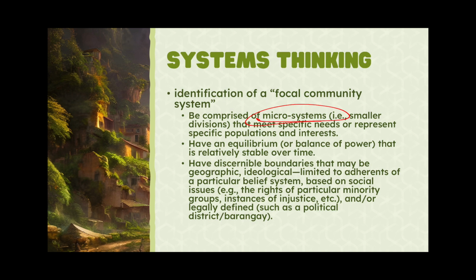And then, like I said, the focus for our community organization is really more geographic, but we can also look at ideological boundaries, like, again, dispersed communities. Limited to adherence to a particular belief system based on social issues, like, for example, the rise of a particular minority group. So this may also be a community of interest. And/or legally defined, such as a political district or a barangay or a sitio, right? Although I would consider a sitio as a microsystem under a barangay.